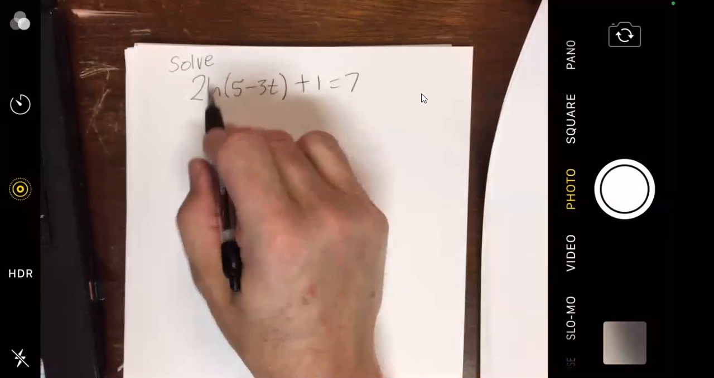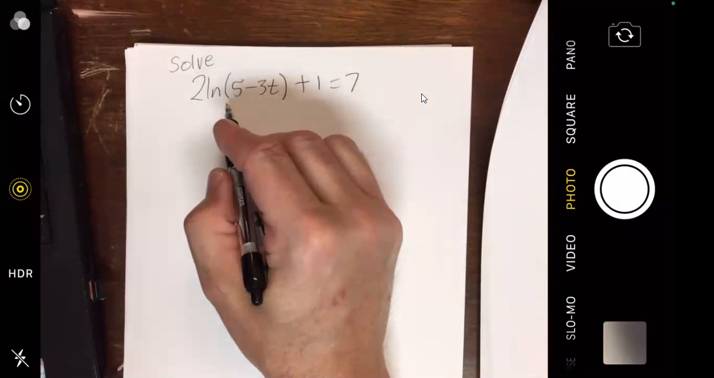All right, so we want to get that ln by itself. It's going to take 2 steps to get there. Subtract 1, and I froze. 5 minus 3t then is equal to 6. I've written that line down, and I hope it'll catch up to me.